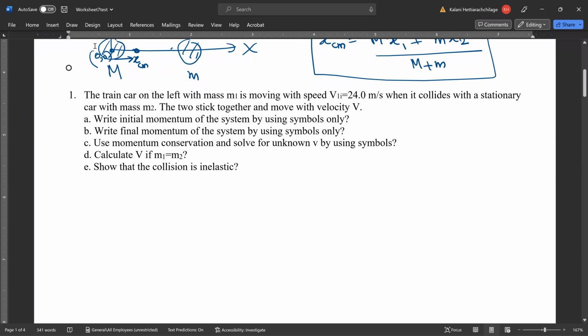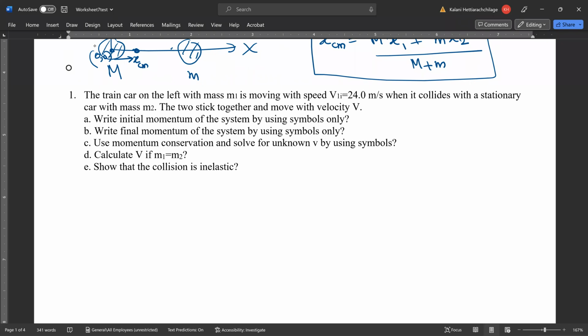The train car on the left with the mass m1 is moving with the speed v1 initial. When it collides with the stationary car with mass m2, these two stick together. You need to read these words to understand what the question is saying, because it can be giving you different information than you can see here. To stick together and move with velocity v.